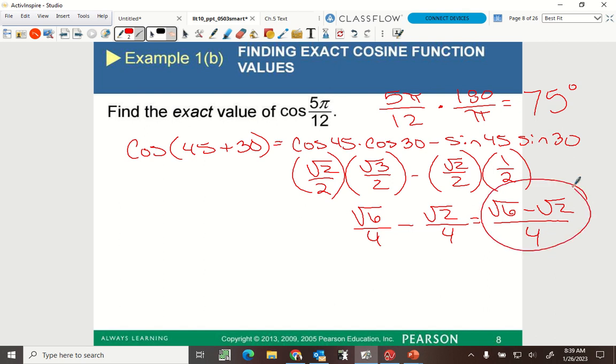Now, if I would have used the 135 minus 60, your answer would have been equivalent, but it would have come out to be negative rad 2 plus rad 6 over 4. It's equivalent to the same answer. Same thing, it just looks slightly different. Okay, I'll accept either. All right, does that make sense? Anyone questions so far?